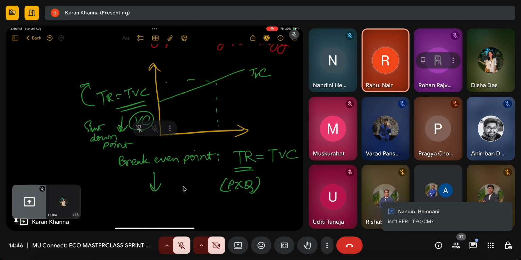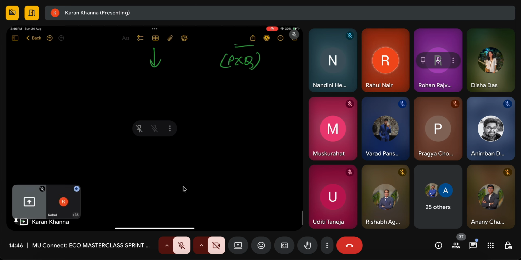Okay. So let's go ahead with this and complete the. So Rohan, this doubt is clear for the break-even point and the shutdown point, right? Yeah. Right. Okay. So let's go to the pricing strategies.